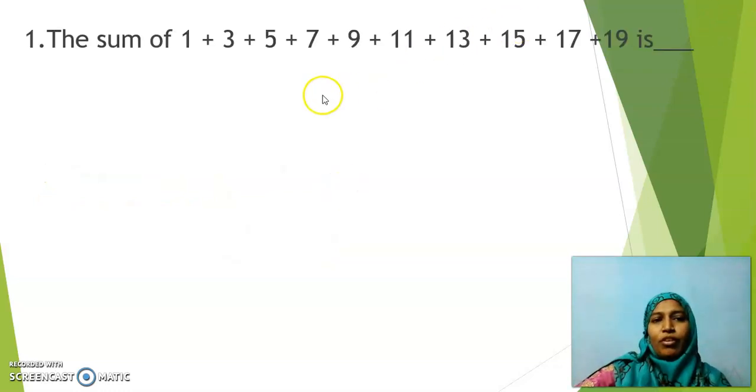The sum of 1 plus 3 plus 5, all these are odd numbers and they are all consecutive odd numbers. I have not left anything in between them. So as per that property, what is the formula for finding the sum of all odd natural numbers? Yes, it is n squared. How many numbers are there? Count 1, 2, 3, 4, 5, 6, 7, 8, 9, 10. So it is 10 squared and that's exactly 100.